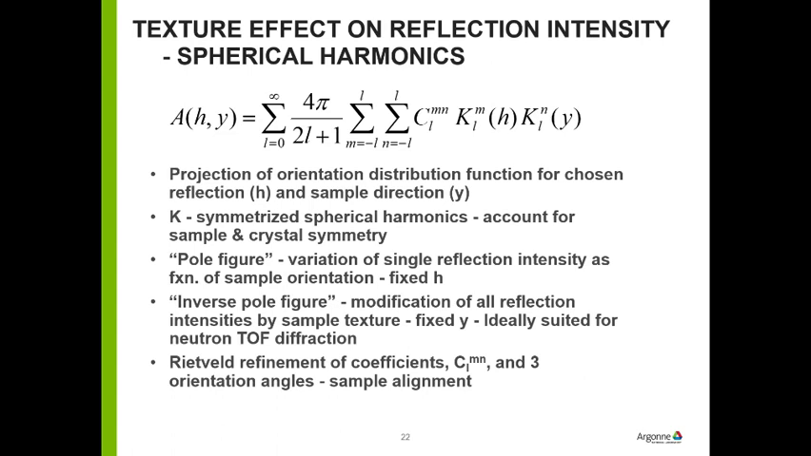So what do we mean by spherical harmonics? Think atomic orbitals. It's the same functions: S, P, D, F, and so forth, except they go to higher order. The only other thing about them is that only the even orders are visible. The odd orders, you can't see them. The Rietveld refinement then consists of these coefficients and three orientation angles that dictate how the sample is oriented on the goniometer.